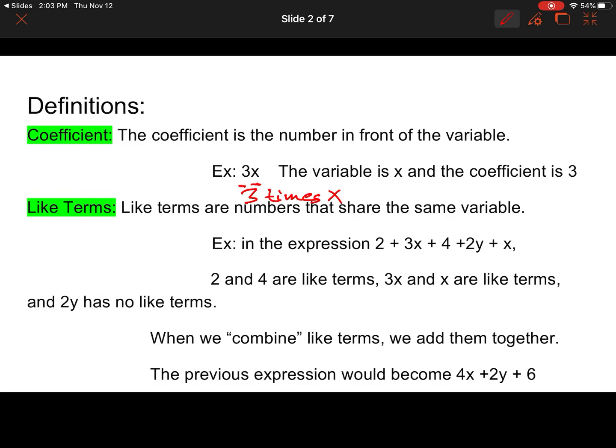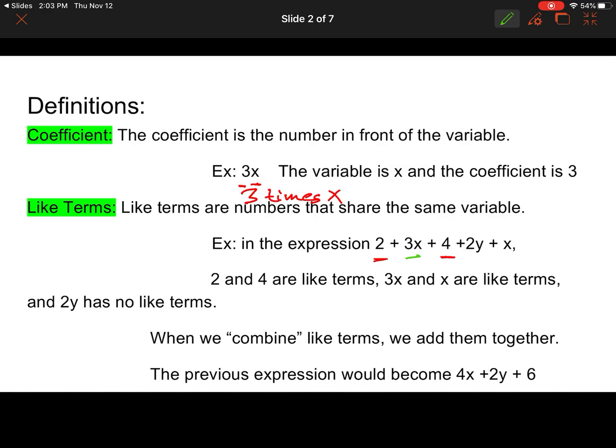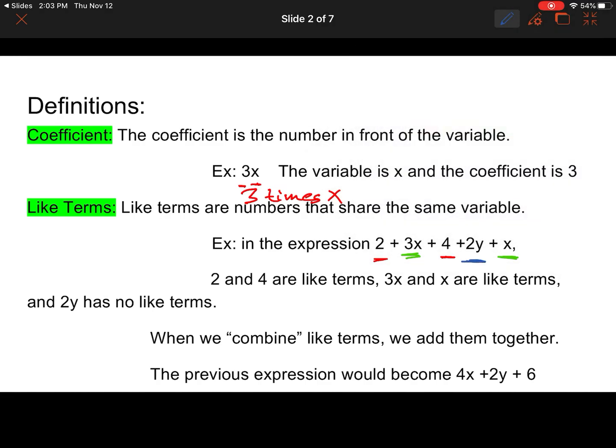Now the next definition we have is that of like terms. Like terms are the numbers that share the same variable. For example here, in the expression 2 plus 3x plus 4 plus 2y plus x, 2 and 4 are like terms because they both have no variable attached to them. 3x and x are like terms because they both have an x attached to them. And finally, 2y has no like terms because there's no other y in this expression.